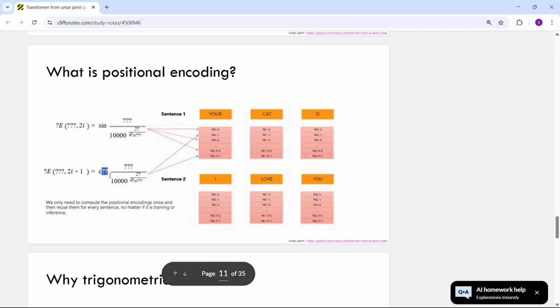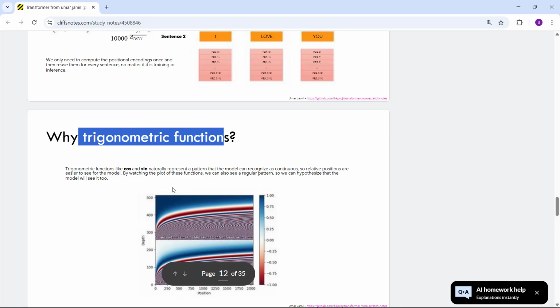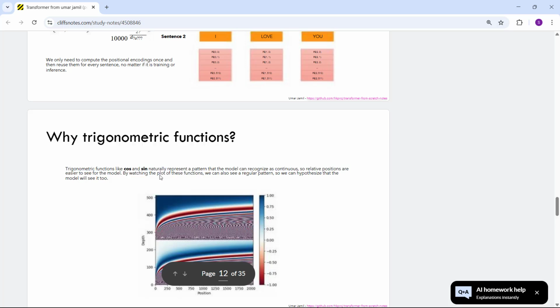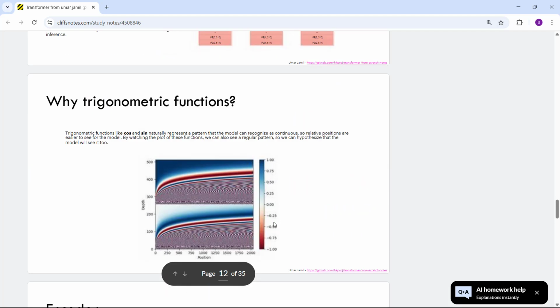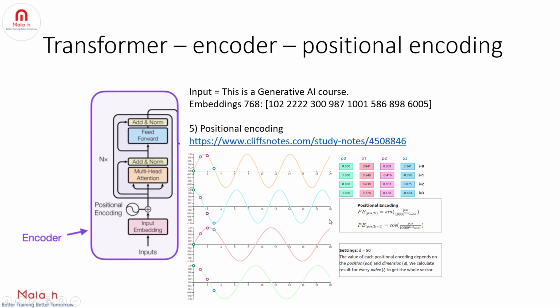cosine trigonometric functions. But you might think, like, why do we need trigonometric functions? Because sine and cosine functions can generate continuous numbers, right? Because these trigonometric functions like sine and cosine naturally represent a pattern that the model can recognize as continuous. So relative positions are easier to see for the model, right? So this is how it can generate the continuous pattern. And if you notice here, we only have a vector size of 4, right? This is not 512. So let's take the simple example so it will be easy to understand, right?